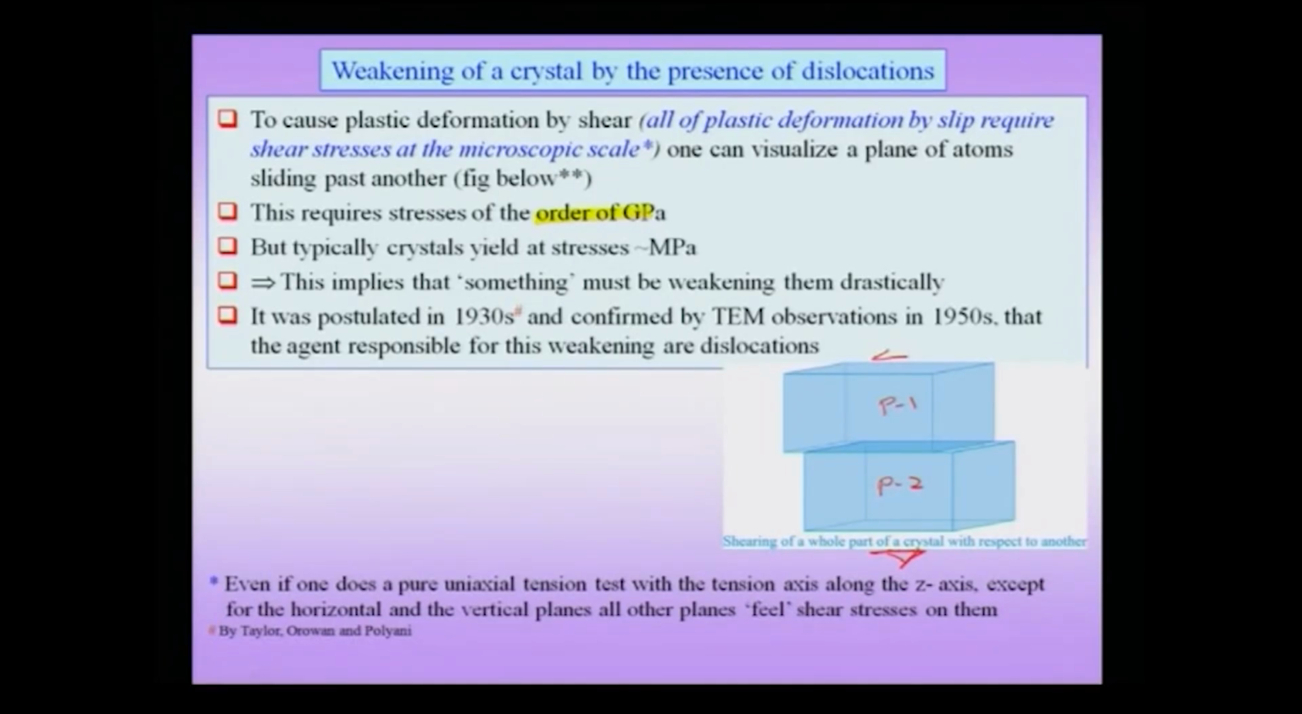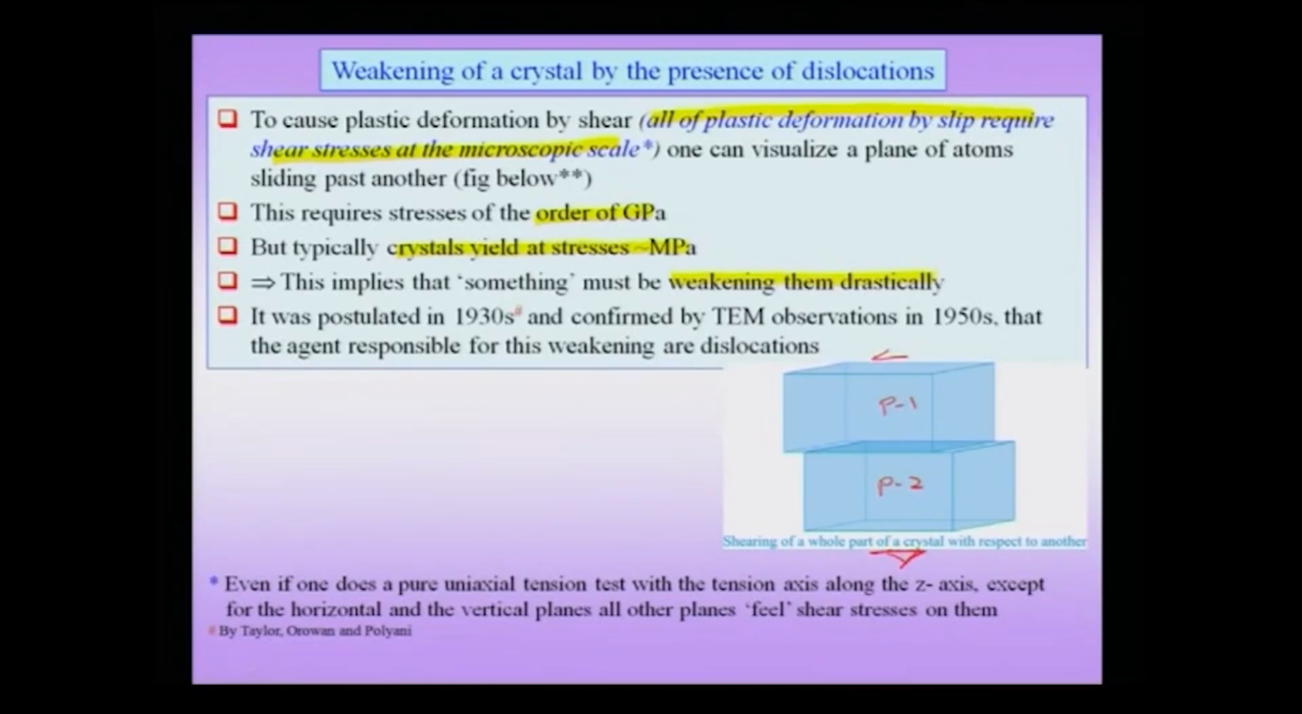It is important to note that all plastic deformation by slip requires shear stresses at the microscopic scale. Even though in the uniaxial tension test, at the macroscopic level, we are applying a tensile force, at the microscopic level shear stresses are required for plastic deformation to take place by slip. But we have already seen that crystals typically yield at the order of megapascals, could be tens or hundreds of megapascals. That means that something is weakening the crystal drastically.